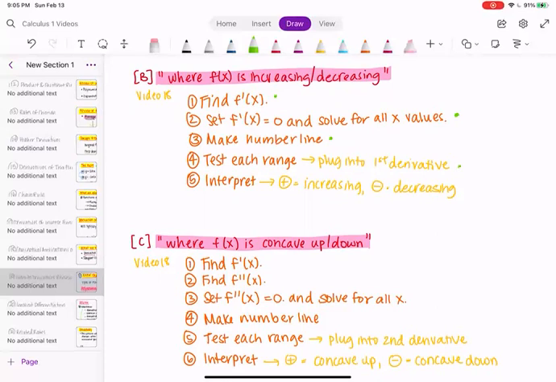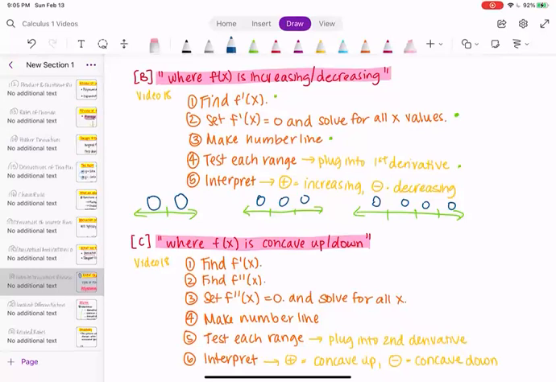So if you have one x value, you'll be testing two ranges. If you have two x values, you'll be testing three ranges. And if you have three x values, you'll be testing four ranges. So draw the number line, put the x's on them, and then figure out how many ranges you're testing and pick a number from any range.